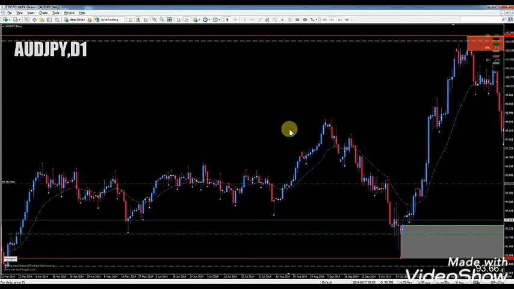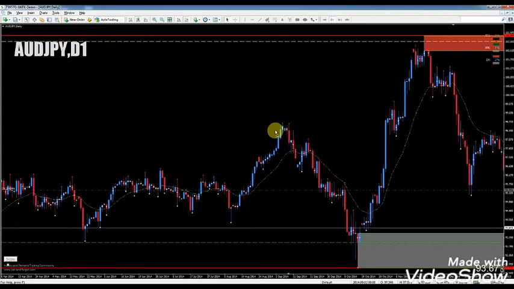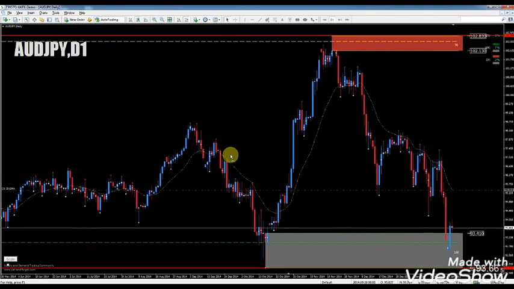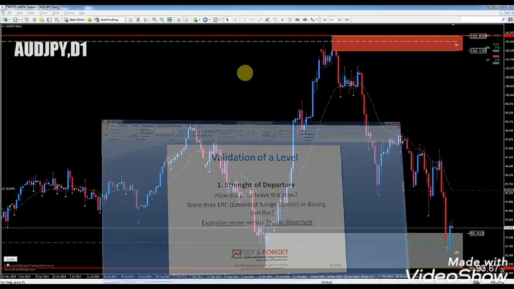There will be many times where that departure will not look good and the level will work. It will have a strong reaction, but that doesn't mean it is the rule. It is just an exception that confirms the rule. Okay, so this is it about the departure.